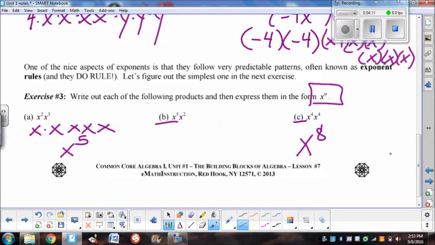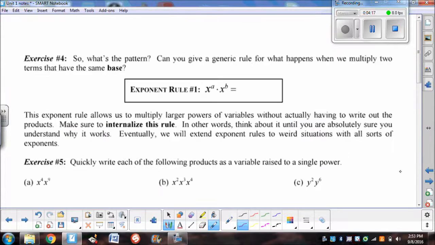And I bet if you sit and think about that, you'll know how I got that, because now on the back side, we're going to look at that first rule. And it says, so what's the pattern? Can you give a generic rule for what happens when you multiply 2 terms of the same base? Now this is key here.